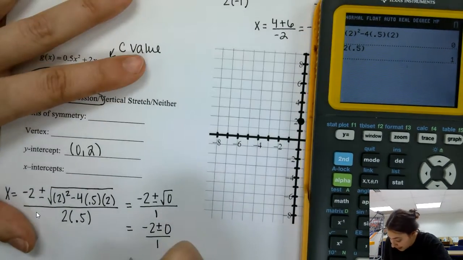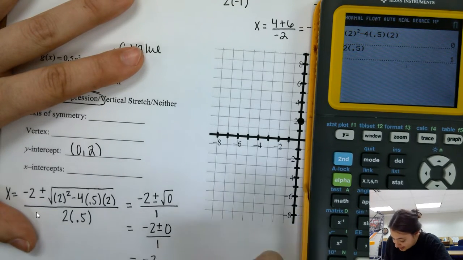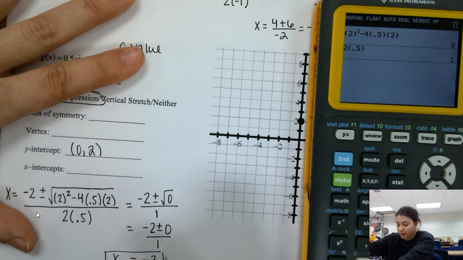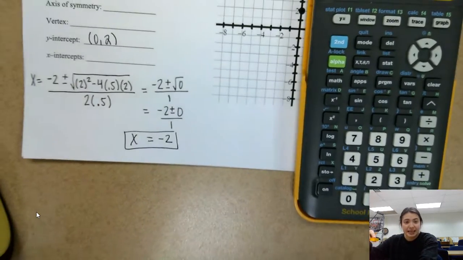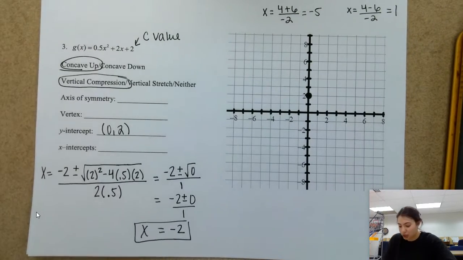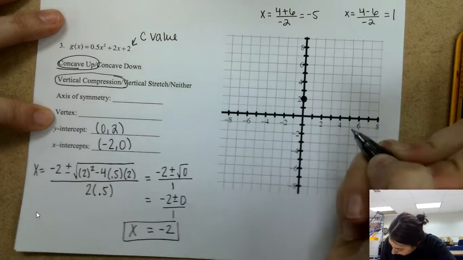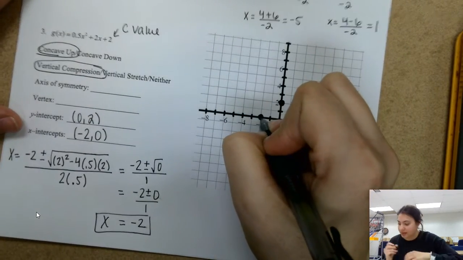So really, -2 over 1, or just -2, is the only x value that we have. That's awesome. We have one solution. So our x-intercept is (-2, 0), and that lies right there.